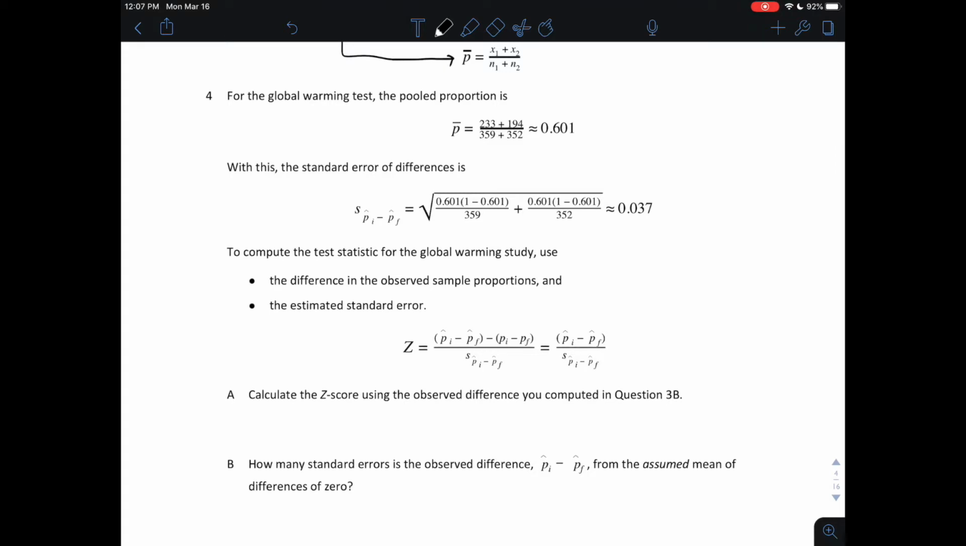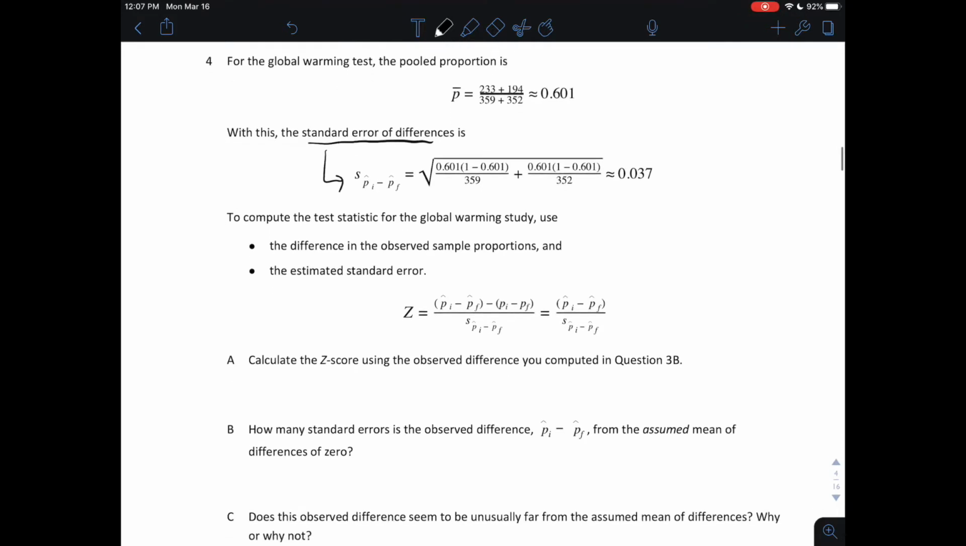With this, the standard error of differences is S with a subscript p hat I minus p hat F. That just stands for standard error of the differences. And then equal to the square root, and we have under the square root 0.601 times 1 minus 0.601 divided by 359. That's p bar times 1 minus p bar divided by n1. And then plus, also still under the square root, the fraction 0.601 times 1 minus 0.601 divided by 352. Calculating all of that, we get approximately 0.037 for the standard error of differences.